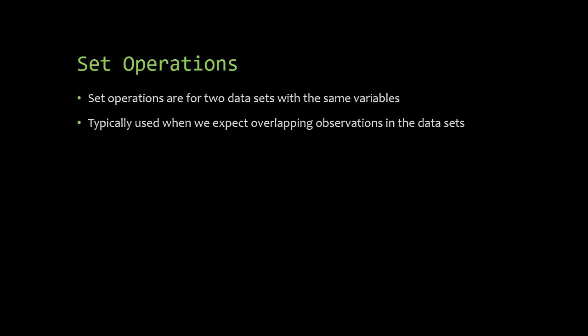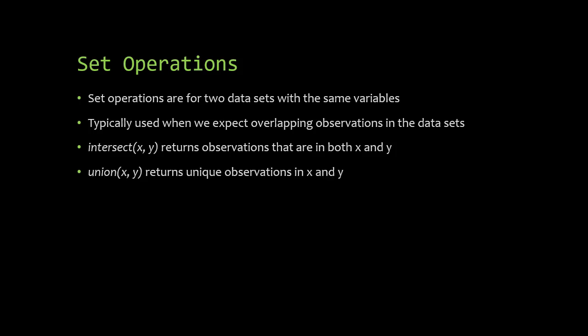Set operations are typically used when we expect overlap in the data sets, as you just saw. The intersect of X and Y returns observations that are in both X and Y, where X and Y here refer to data sets. The union of data set X and data set Y returns observations that are unique in X and Y. That is, they can be in X, they can be in Y, or both, but it will only return it one time.